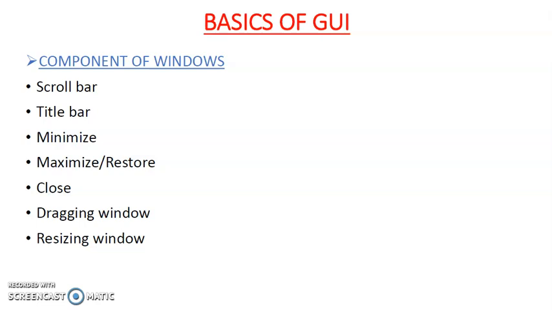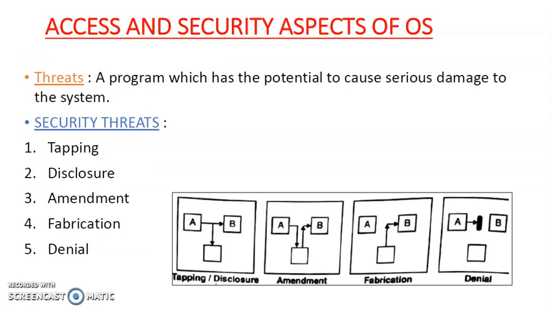Then what is dragging a window? For changing the position of a window on a screen, the dragging option is used. Then resizing the windows. Changing the size of a window is called resize. With the help of resize, you can set the size of your window.